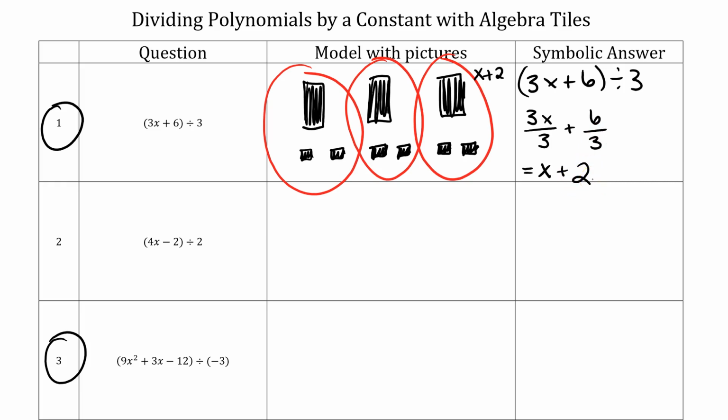So 3x divided by 3 is x, and I say plus 6 divided by 3, which is going to be 2. So it's very similar to multiplying polynomials by a constant. Basically, you need to repeat the action for every single term in the brackets. So I divide the first term by 3, and then I divide the second term by 3.